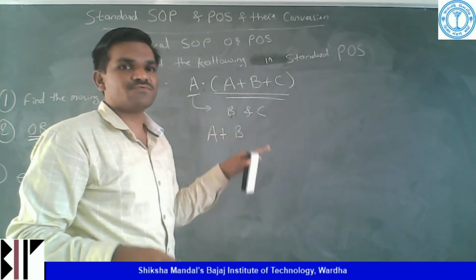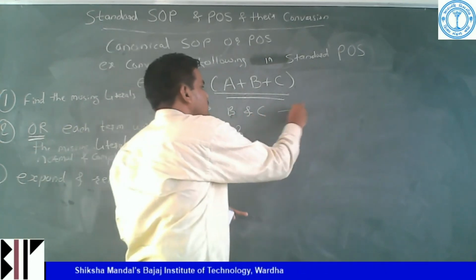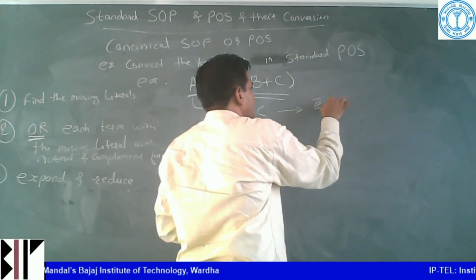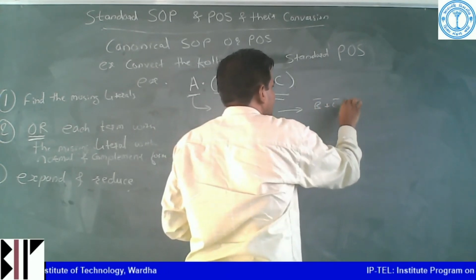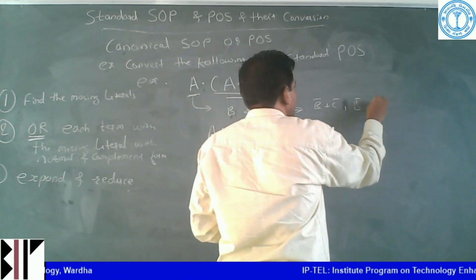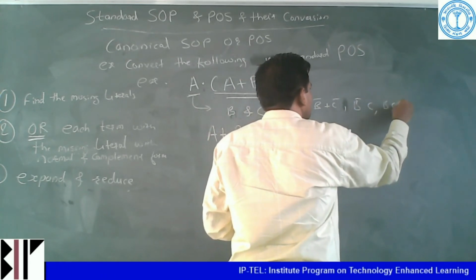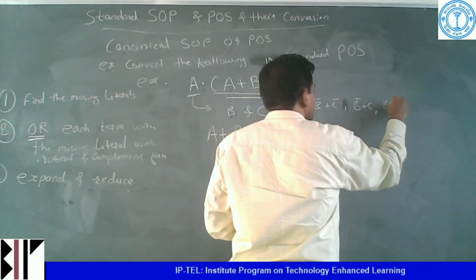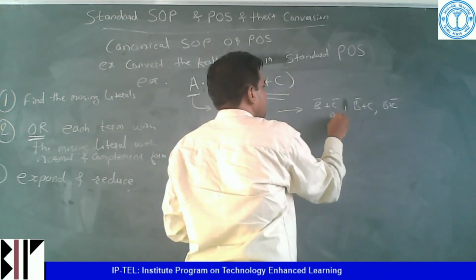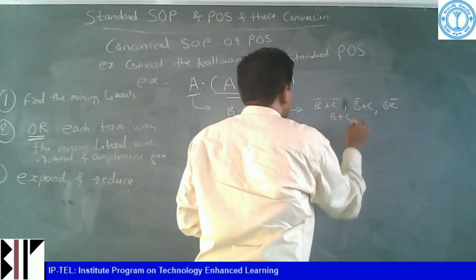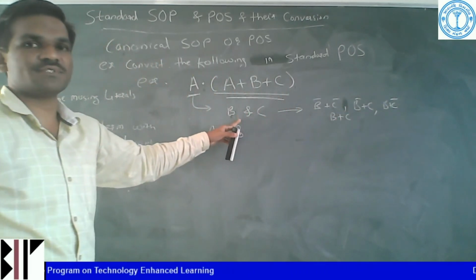Two terms means four combinations. What are those four combinations? One is B bar plus C bar. Okay, one combination is there. Then B bar plus C, another combination. Then B plus C bar, and then B plus C. So these four combinations are there, as two terms are missing.